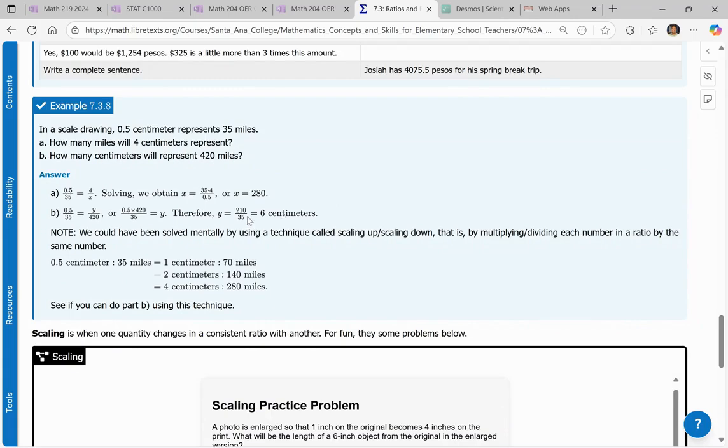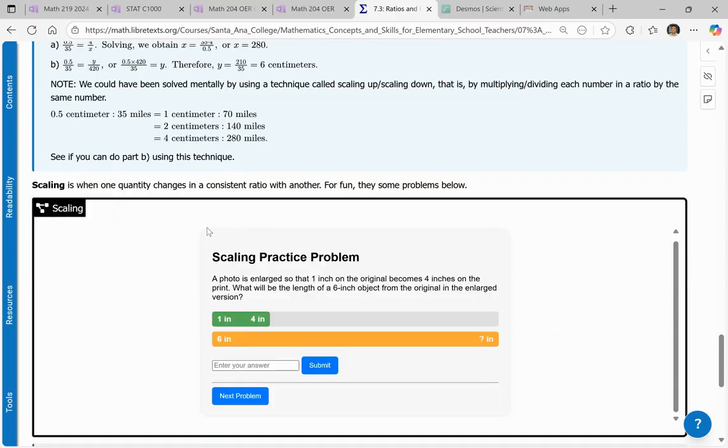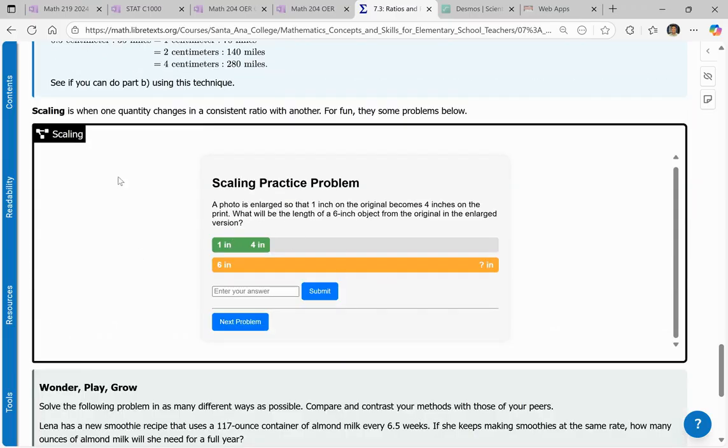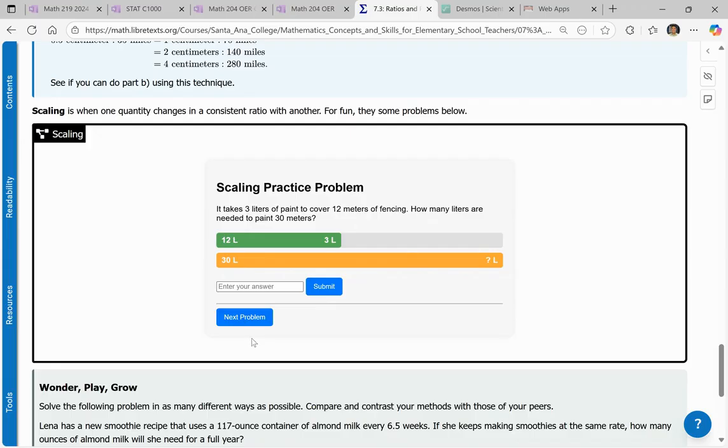So just have that in mind, okay? And then if you want to practice some scaling, I have a little app built into the textbook where you see a problem and then you can try to quickly answer it using scaling. 1 inch is to 4 inches, 6 inches is to what? I think that would be 24. Let's see. Yeah, correct. And then you can get another one to practice. So just keep that in mind around scaling.